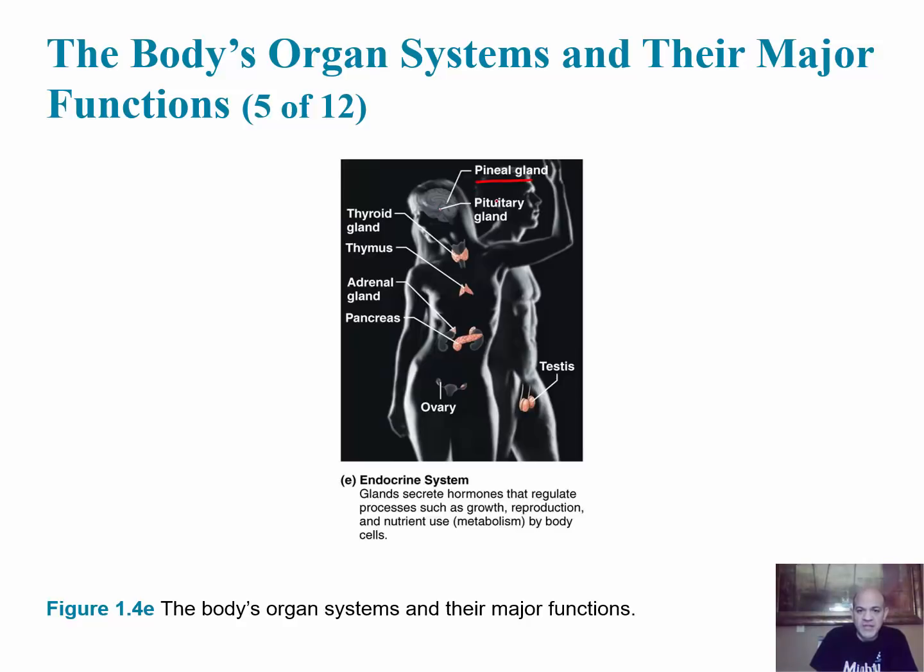Up in the brain we have the pineal gland and the master gland called the pituitary gland. Then there's the thyroid gland in the neck area, and then the thymus in the thoracic area there. And then right above the kidneys we have the adrenal glands, right above the renal organs or the kidneys. And then just below the stomach here, we're going to have the pancreas, which is also an endocrine gland.